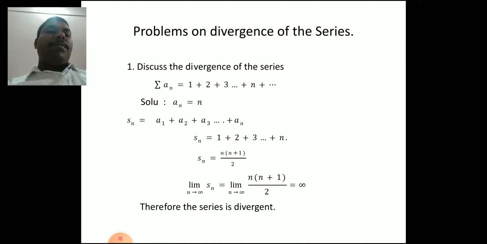Then apply the limits on both sides as n tends to infinity. So we get limit of Sn as n tends to infinity is equal to limit of n into n plus 1 by 2 as n tends to infinity. When we apply the limit, we get infinity. So that means the given sequence Sn is divergent, therefore the series summation an is also divergent.